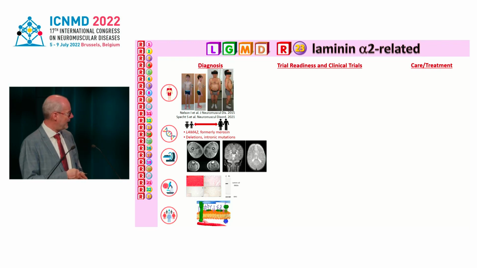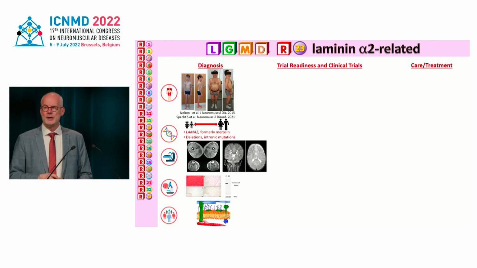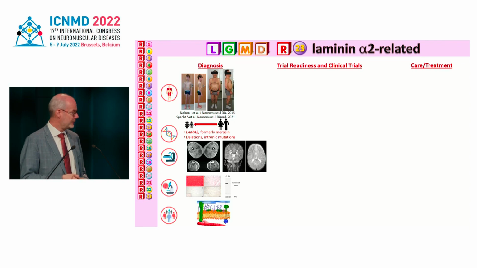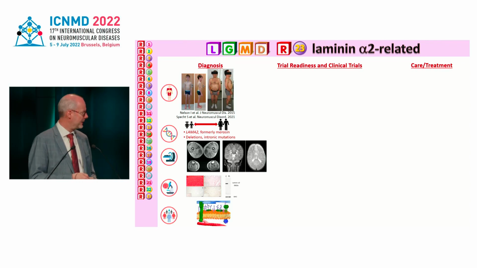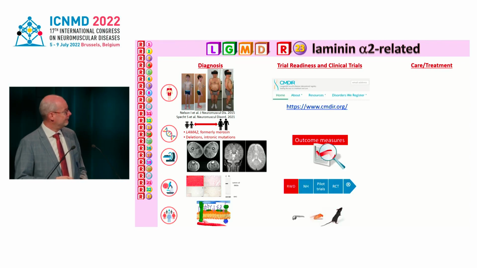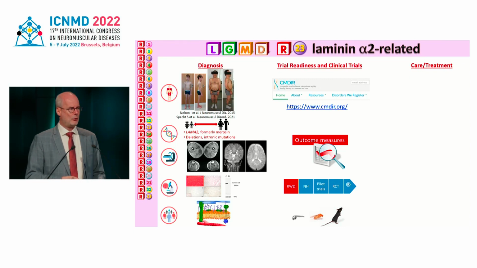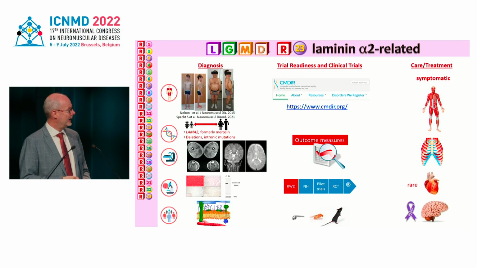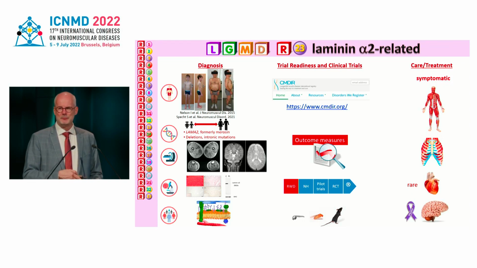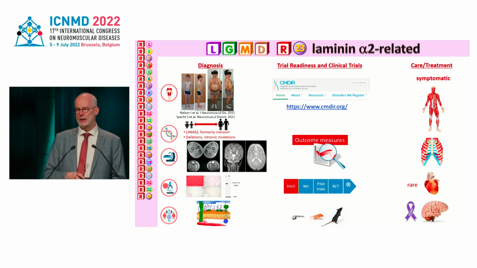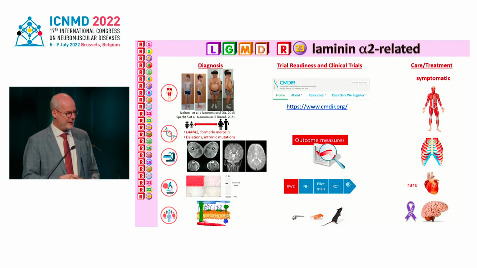And of course, you can do both Western blotting and also immunohistochemistry to look at a deficiency or partial deficiency of laminin alpha 2. For this specific limb-girdle phenotype, there are no natural history studies yet. And heart involvement is probably very rare. Patients can still develop epilepsy and show white matter changes, so the brain needs to be looked at.